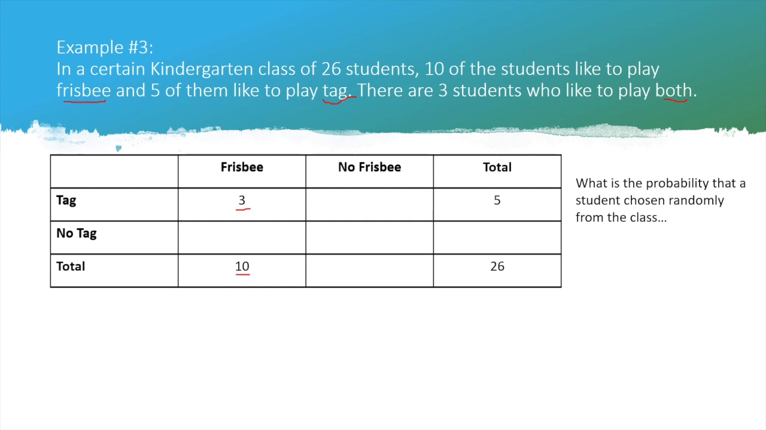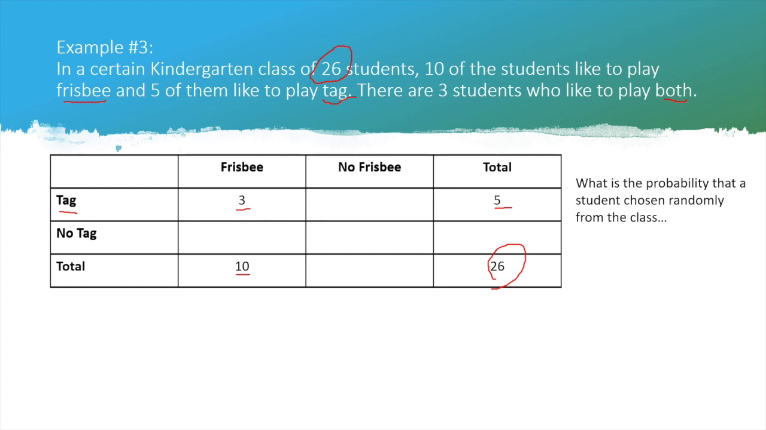10 like to play Frisbee, and 5 like to play tag. That goes in the total for the tag row over here. And then I know that there are 26 students total, and that's my total down here, 26. And then using this, it's kind of like a Sudoku puzzle if you've ever done that, but you're just going to figure out what goes in the blank.